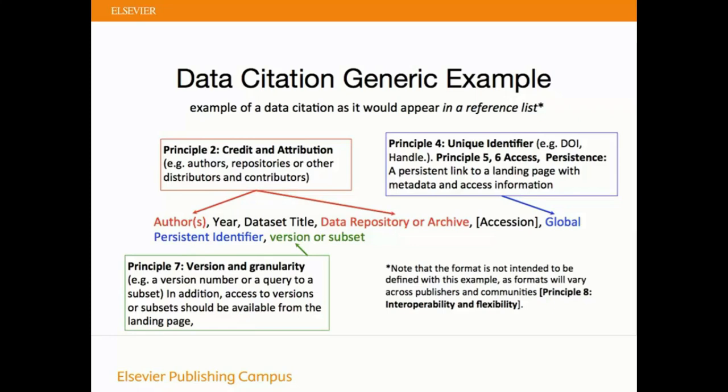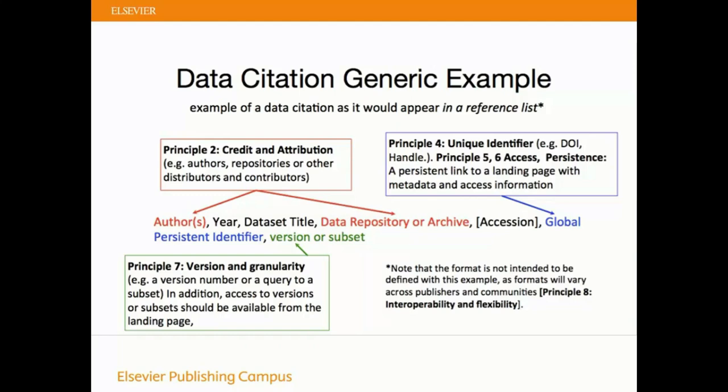Now, what does a data citation look like? Well, it's not so peculiar, actually. It's really very similar to a literature citation. It consists, and this little diagram maps some of the characteristics of a data citation to the principles that we discussed earlier. So you have the authors, you have the year, the data set title. Instead of a journal name, you have the name of the repository or archive in which it's deposited. Could be GEO, could be European Nucleotide Archive, could be Dryad, could be Zenodo, could be a number of these repositories. You have then also a global persistent identifier.